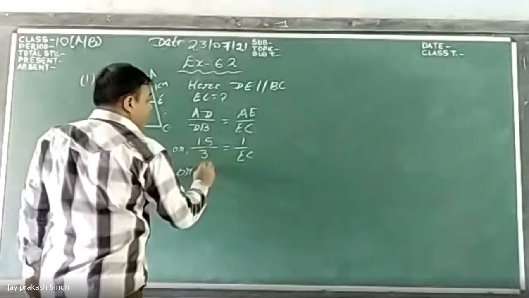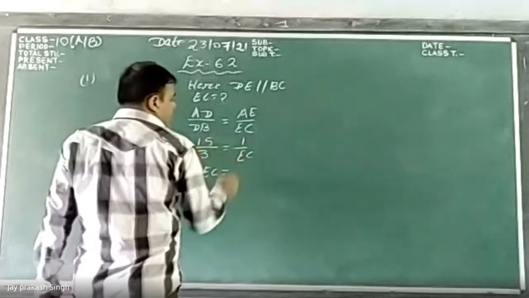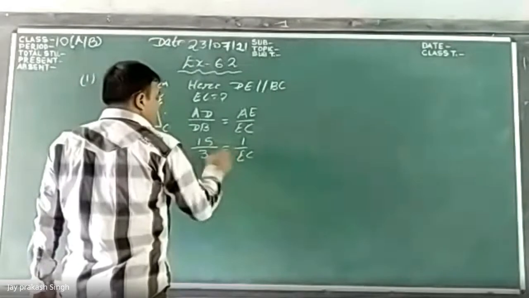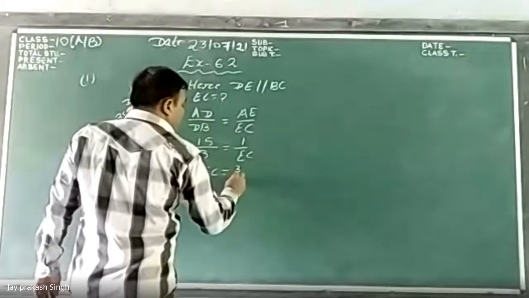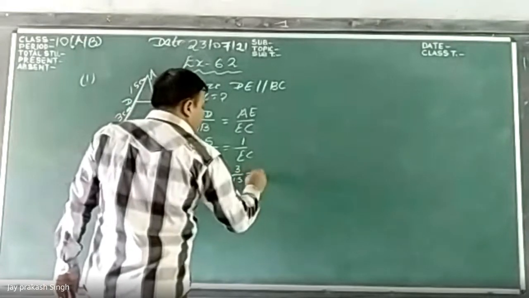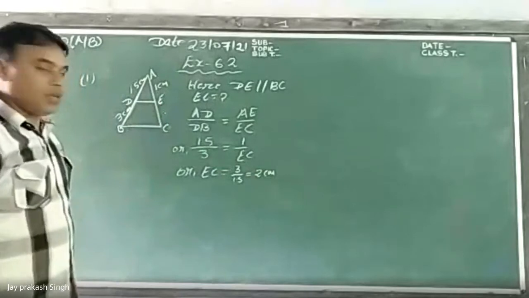EC equals, by cross multiplication, this one will come here and that one will go there. So 3 by 1.5, which is 2 centimeter. That is, the length of EC equals 2 centimeter.